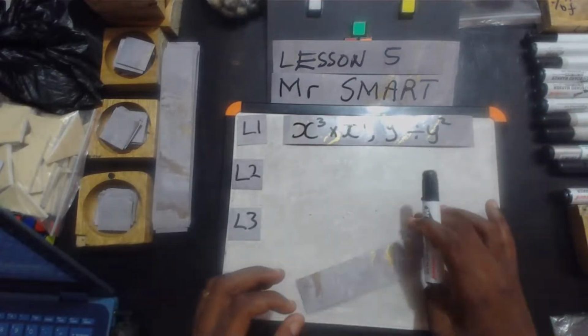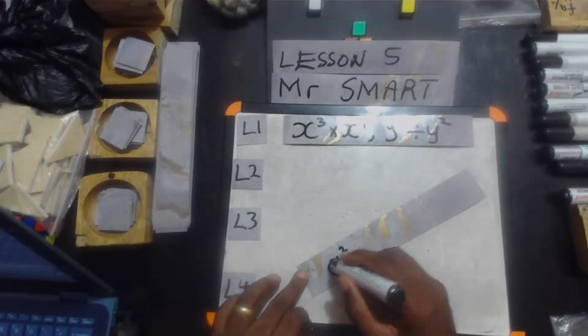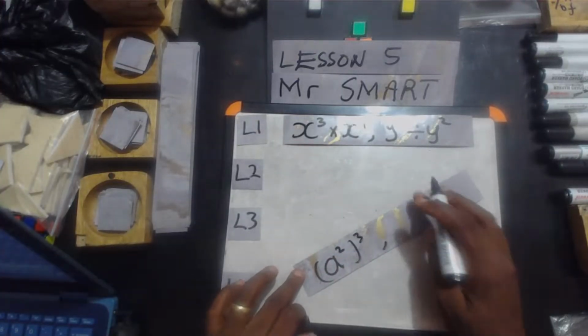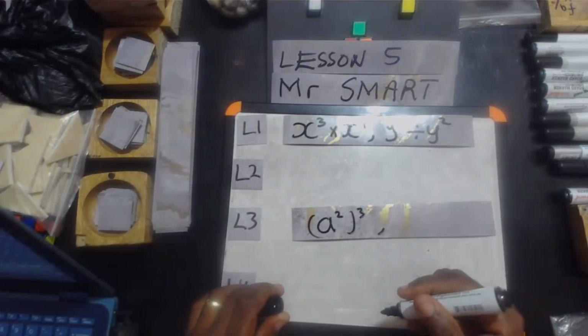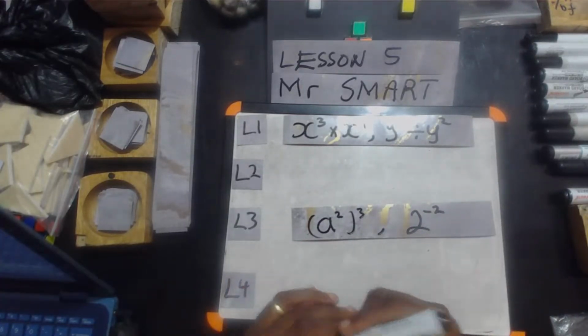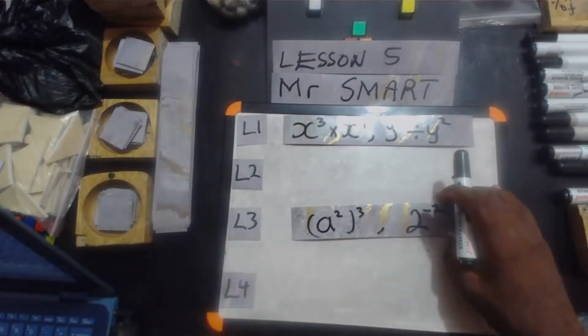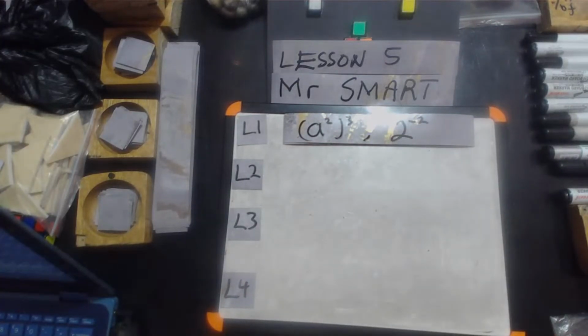Now let's see the next set of questions. So you have a to the power 2 all to the power 3, the next one. And then the other is 2 to the power negative 2. Can you simplify this? This is level 1 question when it comes to this particular lesson. So indices and logarithms basically, but we're starting with indices.